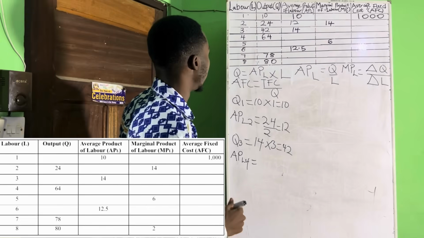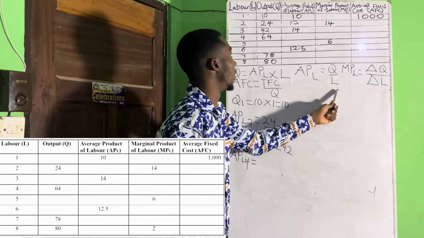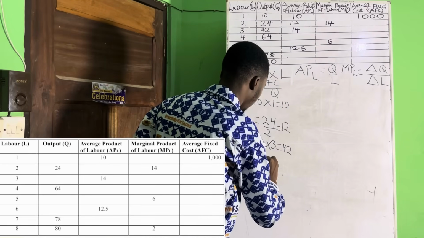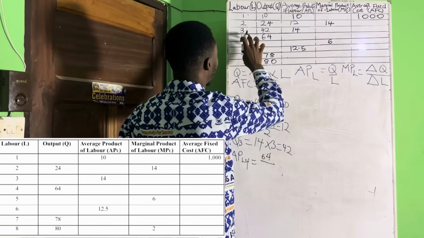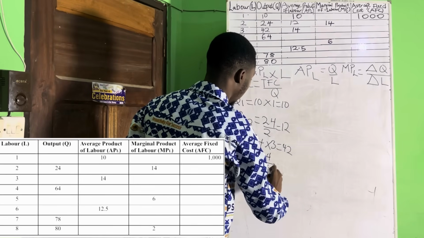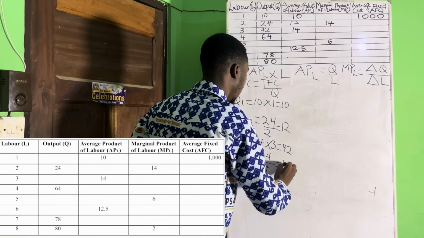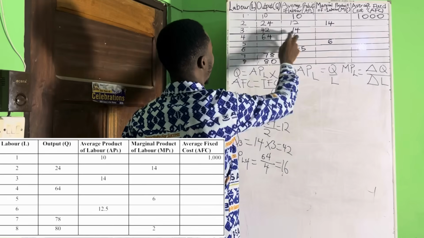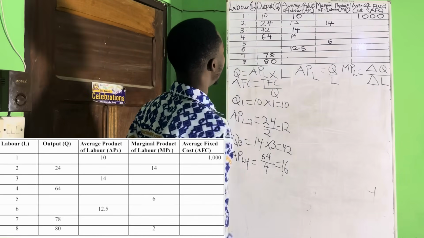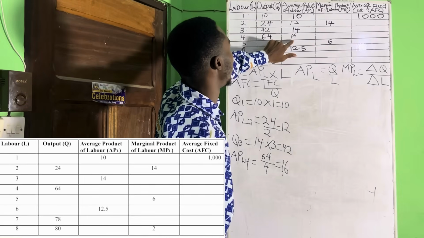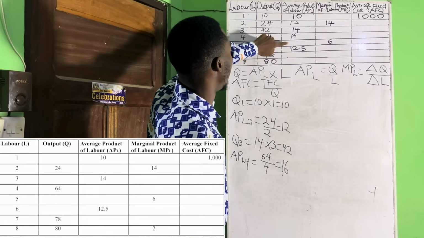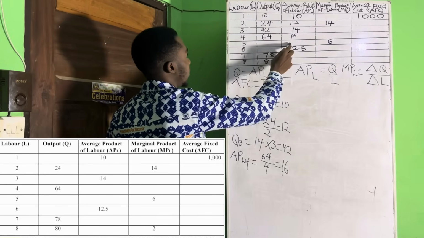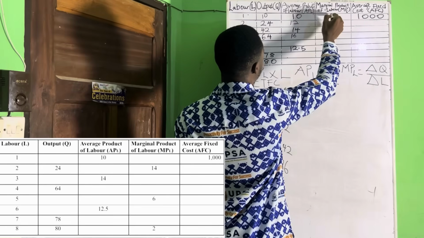We said the formula for the APL is the quantity over labor. So what's the quantity for the fourth one? 64. Then over 4, which is the labor. When we do this on the calculator, we should be getting 16. So our APL4 will be 16. Now, when we get to this part, you realize that they didn't give us the output, they didn't give us the average product of labor. If they had given us the output and wanted us to find the average product of labor, we would have just done this over this. But because they didn't give us any of them, we can't find it. So let's go to the marginal product of labor, where we'll come and find it.